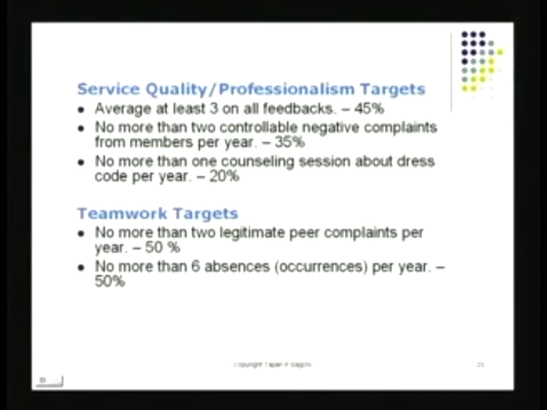So 3 is at a certain level. They wanted to make sure that the average was at least 3, and no more than 2 controllable negative complaints. This is a complaint that resulted because the error could have been controlled by the credit union person, but it was not done.